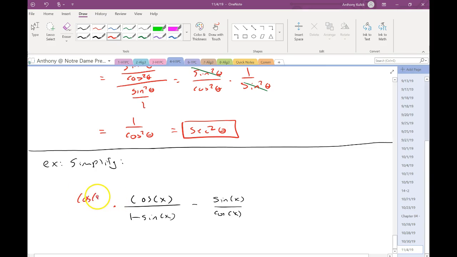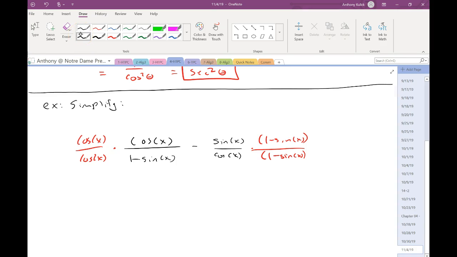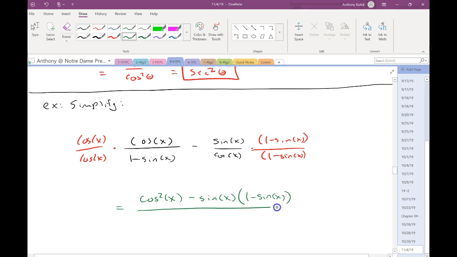So this first fraction, I'm going to multiply the top and bottom by cosine x. And the second fraction by 1 minus sine x. And I'm intentionally not distributing the second part of my numerator there. I'll explain why in just 1 second. It's not that I'm not going to do that. It is what I'm going to do next.